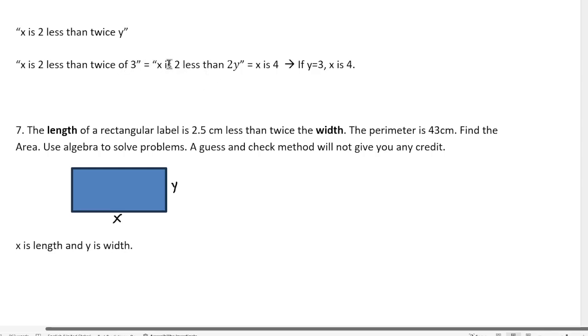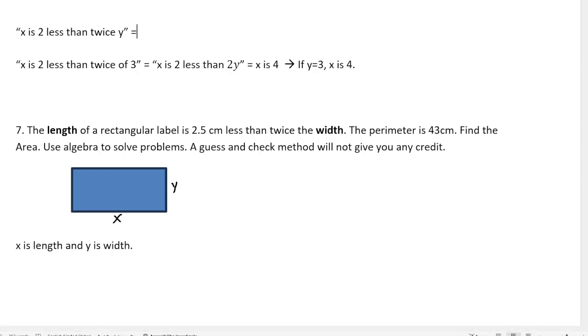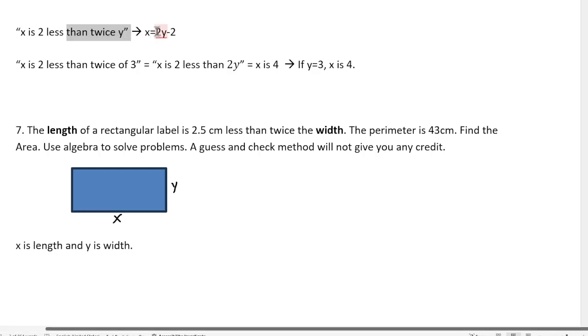So if y is 3, x is 2 less than 2y, and then you got x as 4 because you subtracted 2, right? So we kind of see that this means x equals 2y minus 2. Right? So 2y, twice of y means 2y, and then 2 less means you subtract 2. So please try this out and make sure that you can think like this.